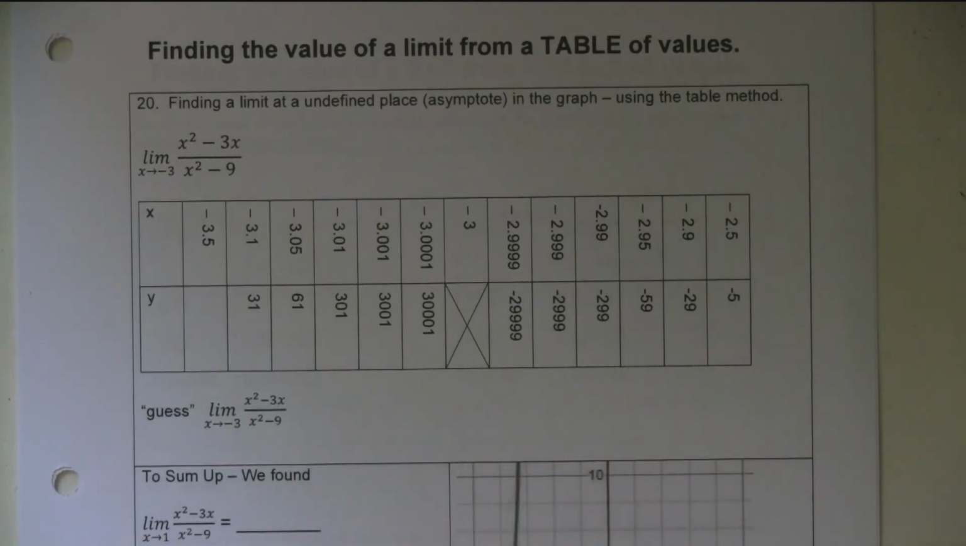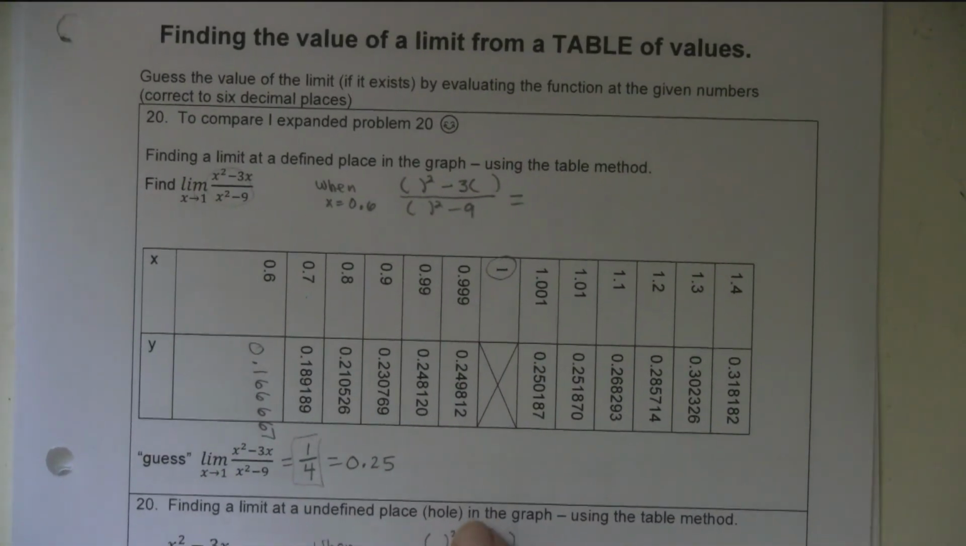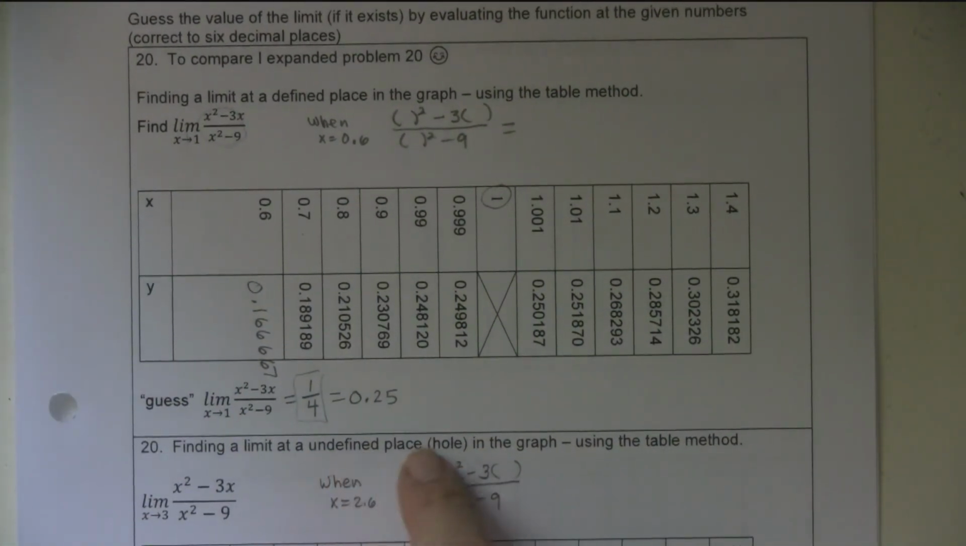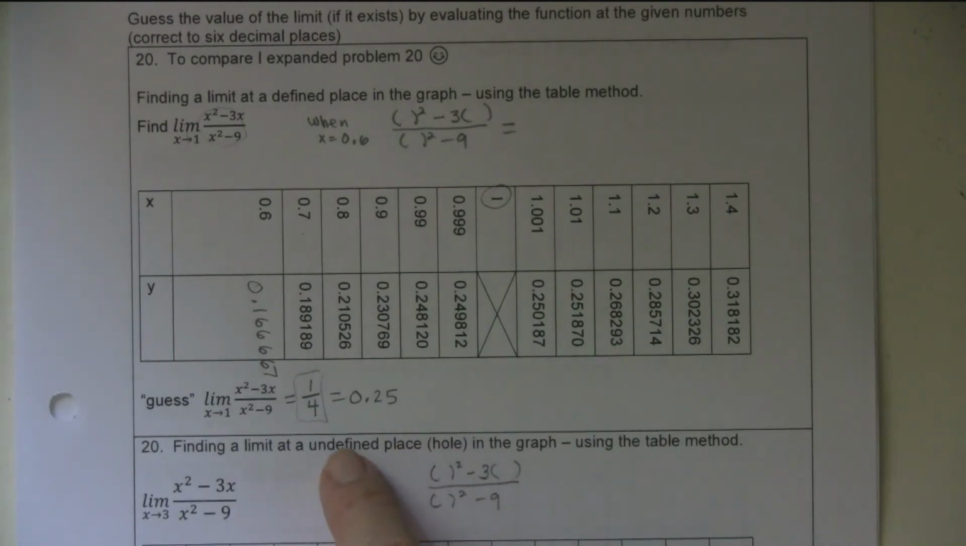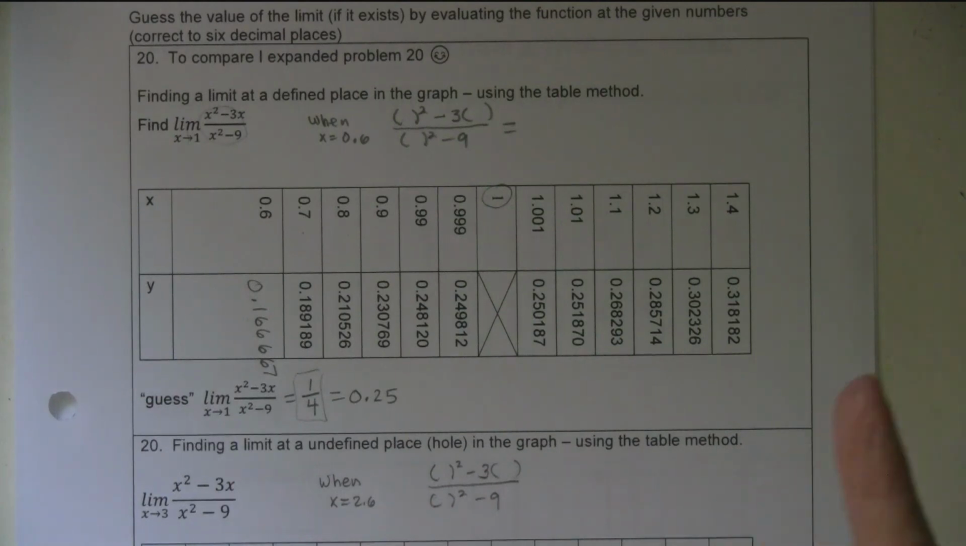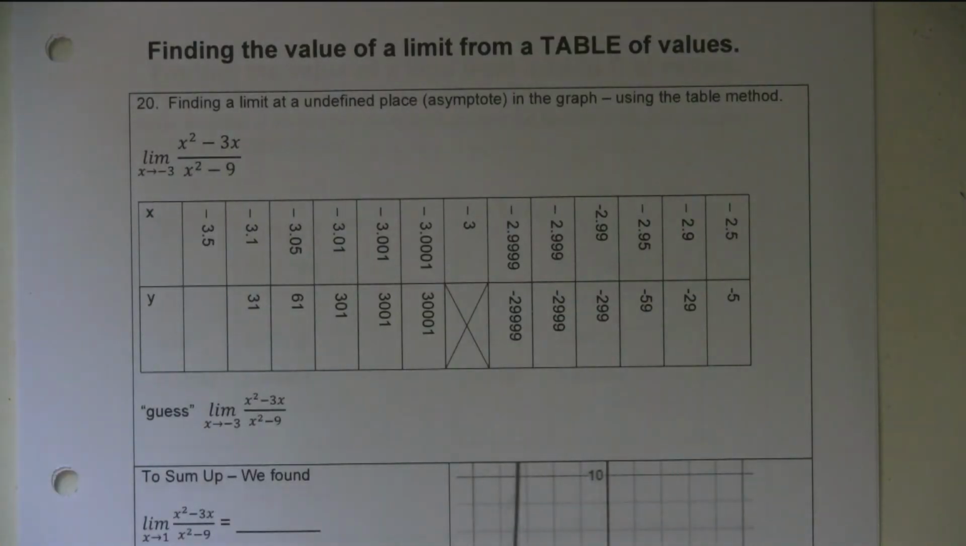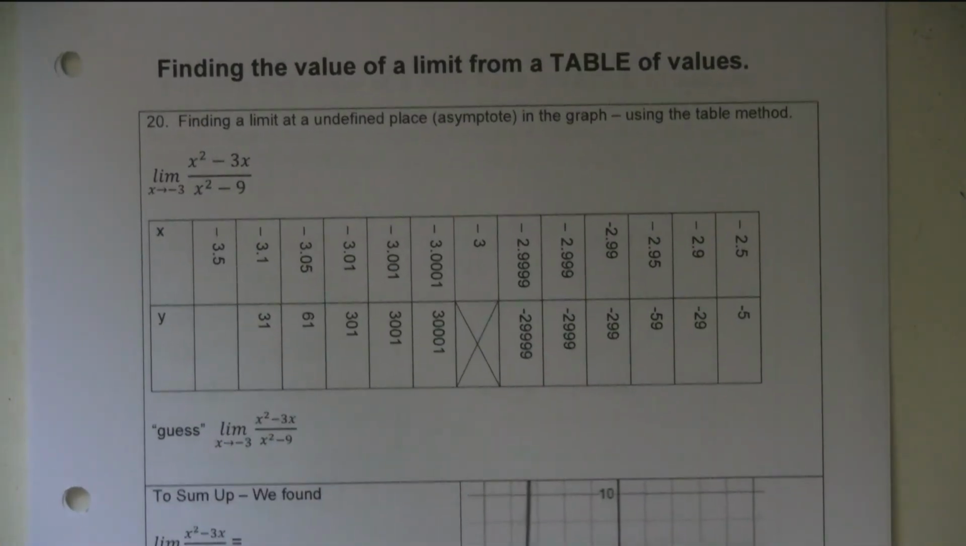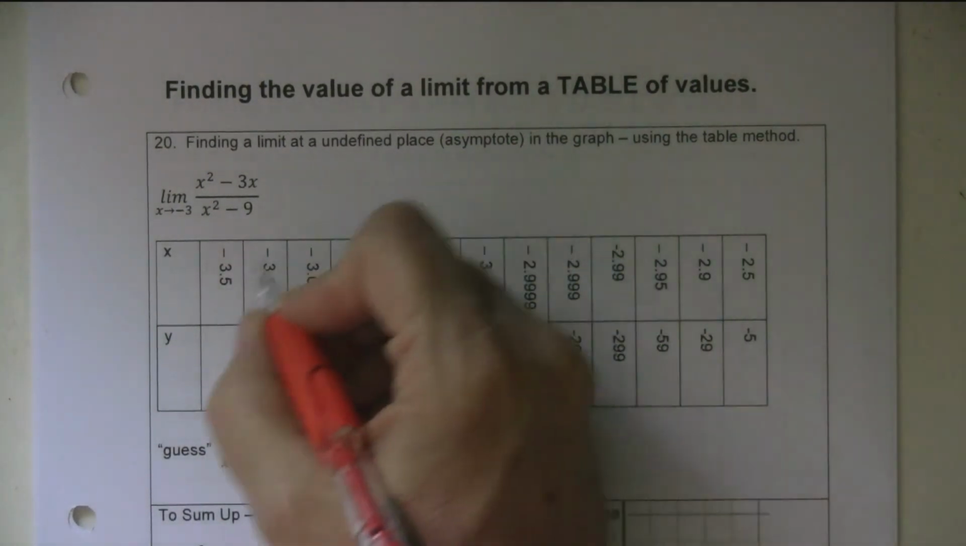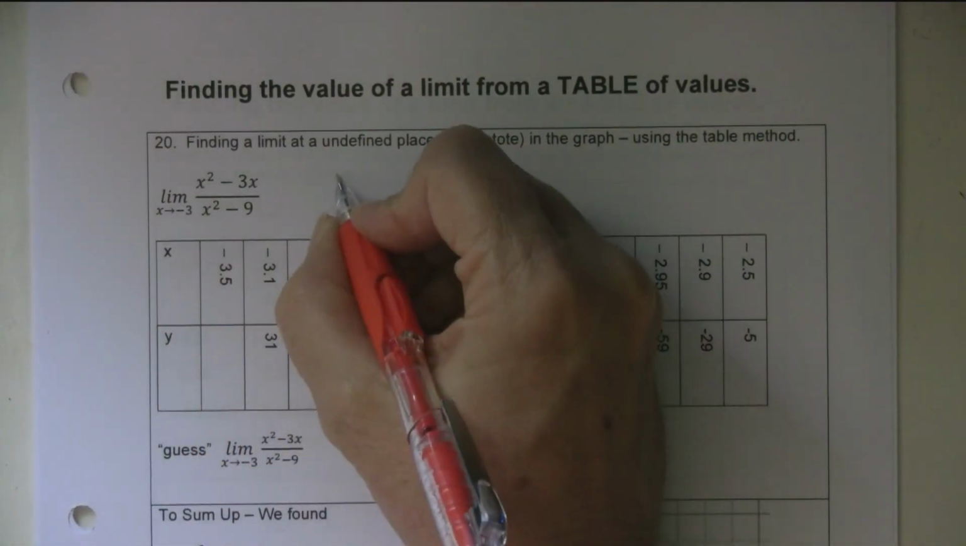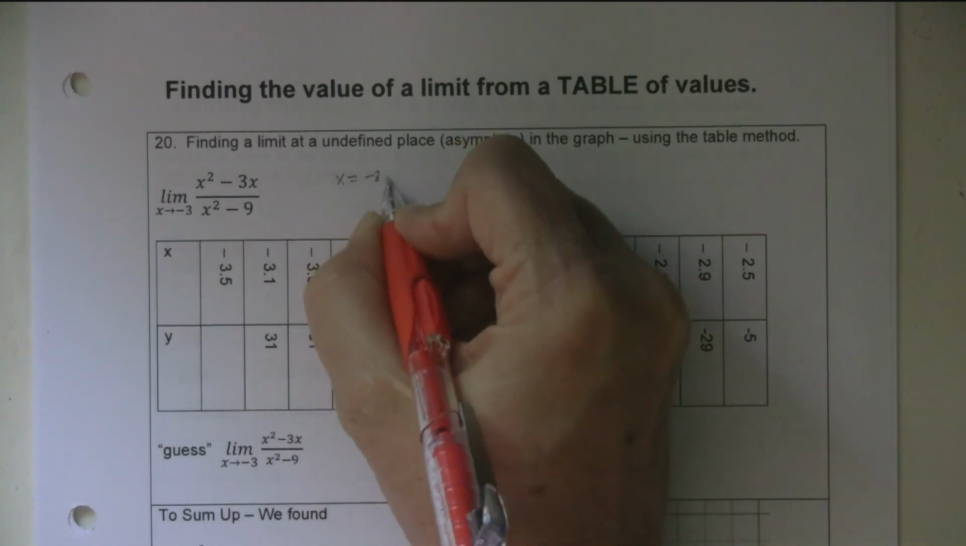This one, they said, was a hole in the graph. So it was a place that's undefined and a hole in the graph. When you get undefined when you're plugging in, you can either have a hole or an asymptote, and we're going to learn to figure out which one it is. That's going to be our story. So I'm going to be putting in -3.5, so x equals -3.5.